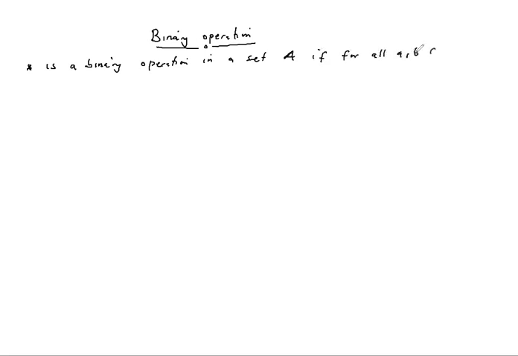for all a and b in A we have that a star b is an element of A. So we only say star is a binary operation in the set A if for all a and b elements of A, we have a star b an element of A. If a star b is a member of A, then star is a binary operation in A. And so star is not a binary operation in A if when you act a star b, we get an element outside A. So let's see an example.